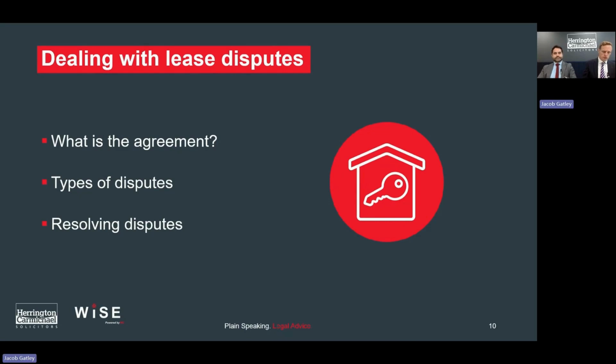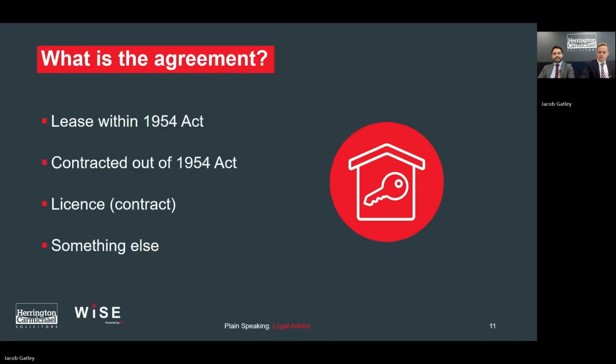So, specifically dealing with lease disputes, we'd look at three areas here. Firstly, what is the agreement? Then the types of disputes, and then how we resolve those disputes. So we're looking at what type of agreement it is. There are the broad categories I put on the screen here. So, leases within the 1954 Act.